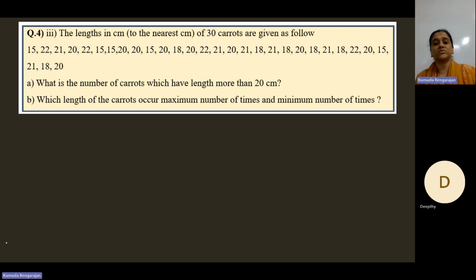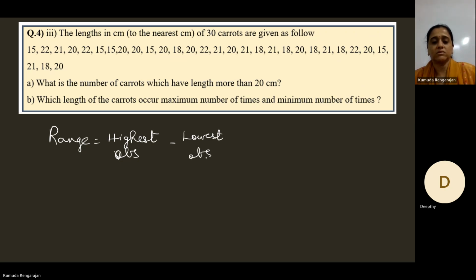Try this question. Write down this question. Just make a note of this somewhere on top of the page. How do you find range? Range is equal to highest value or highest observation minus the lowest observation. Highest value minus the lowest value.